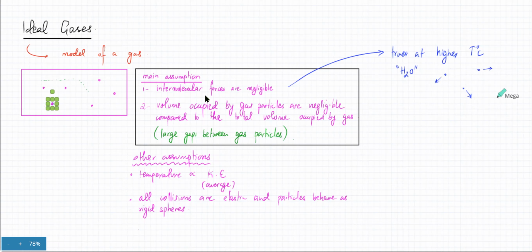At lower temperatures, intermolecular forces relatively become more dominant. Why? Because the particles don't have energy to overcome those intermolecular forces. So, for example, water is not going to be behaving as a gas at lower temperatures. At lower temperatures, it would probably be behaving as a liquid or a solid. So the first assumption is more correct at higher temperatures.